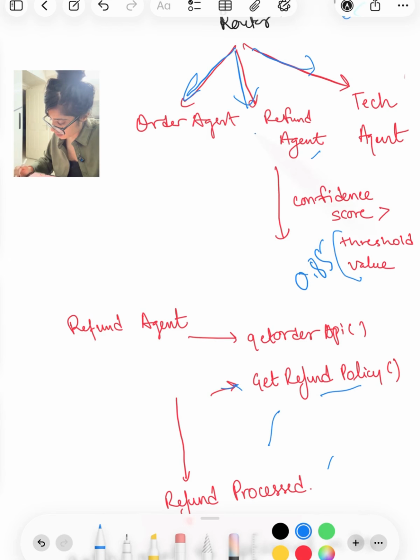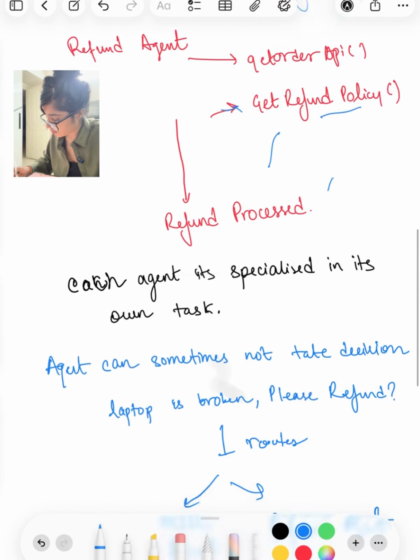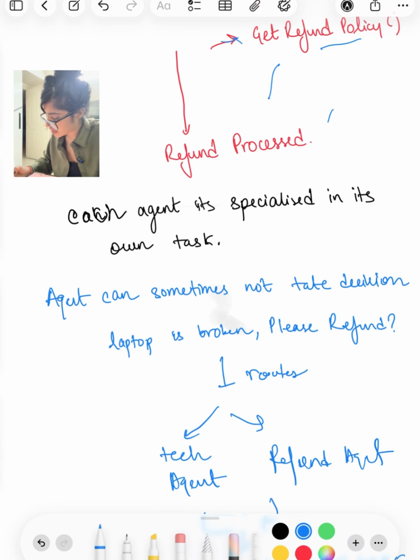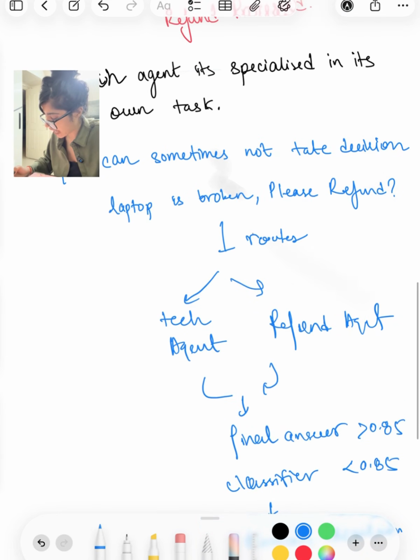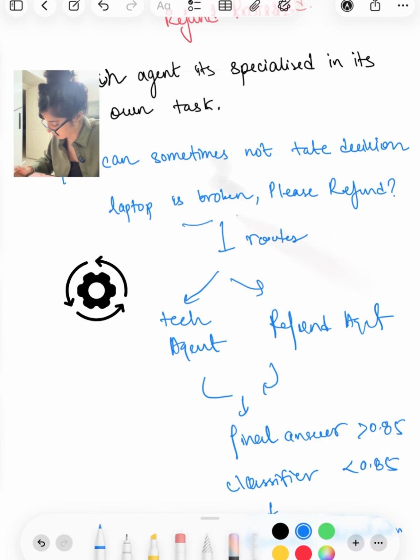As I was saying, there are multiple agents, so they can be specialized in their own tasks. The order agent will be specialized in order-related things, so we can use a simple LLM for this because we are just getting the order information. The refund agent will specialize in some kind of medium problem, and the tech agent will be basically for troubleshooting of the problem, so it can have a strong LLM which does complex reasoning.